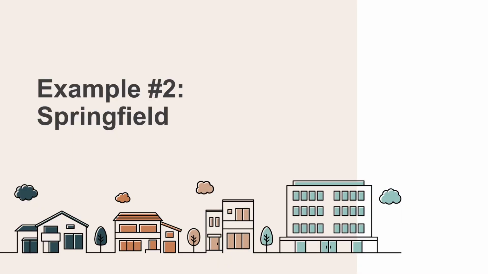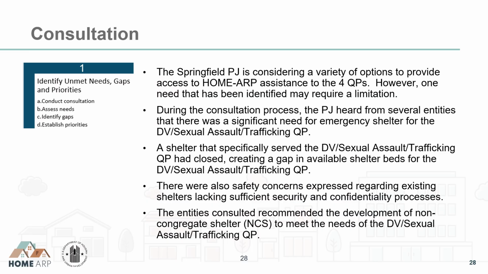The second example participating jurisdiction is the Springfield PJ. The Springfield PJ is considering a variety of options to provide access to HOME-ARP assistance to the 4 QPs. However, one need that has been identified may require a limitation.